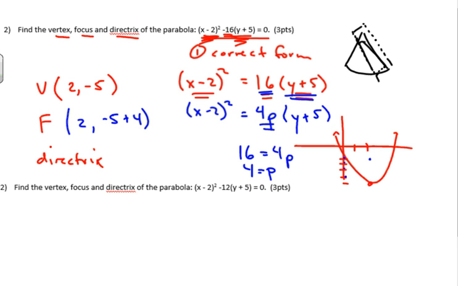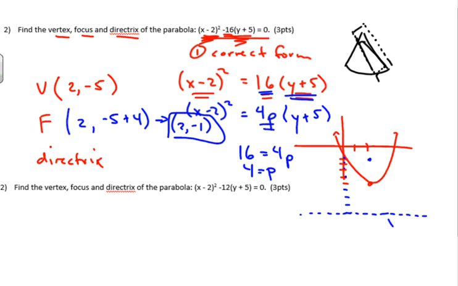All right, and our p-value, and we have our new focus value, that's going to equal (2, -1). (2, -1) is going to be our focus. Now the directrix is going to be 4 units below that. So we're going to go 1, 2, 3, 4. Now this is a line. In this case, it's a horizontal line. All right, and it's going to be 4 units below.